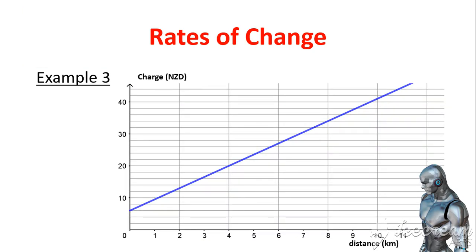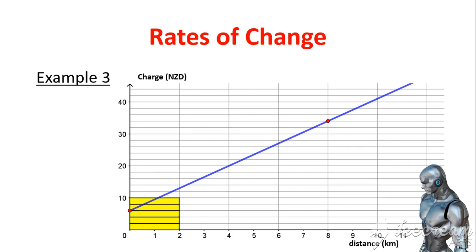Right, here's our third example. We have the charge, maybe it's a taxi service charging us money in New Zealand dollars, and we have a distance in kilometers. So we're going to work out the gradient or the rate of change. Now notice it doesn't start at the origin this time. So here are the 2 points we're going to use to work out the rise and the run.